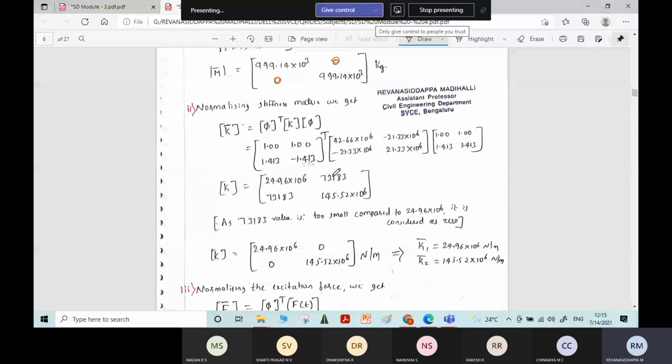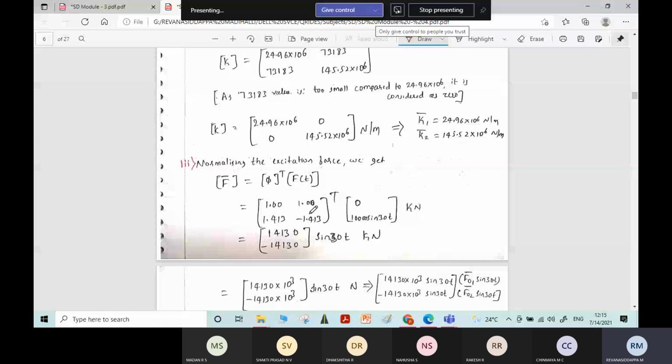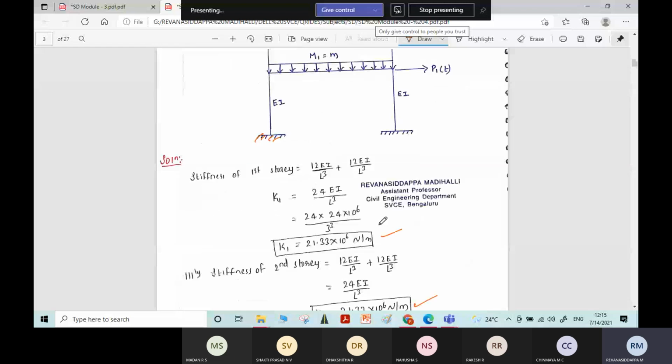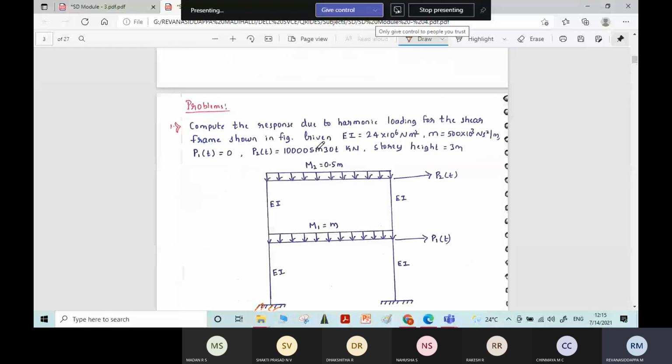Finally, pi transpose into f of t. The f of t values are given: the force for the first floor is 0, and for the second floor it is 10,000 sin 30t. That is substituted here.